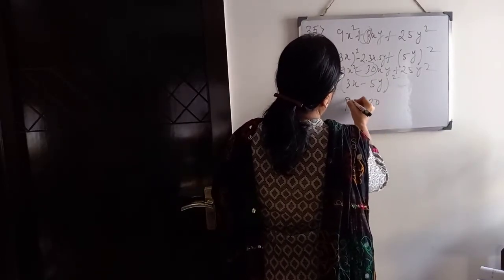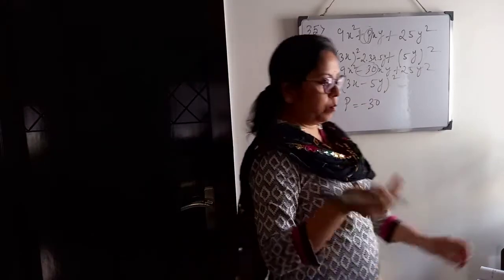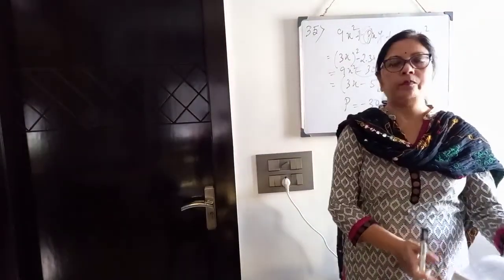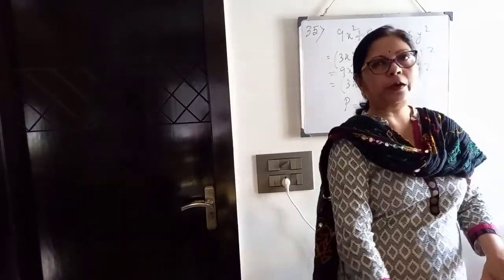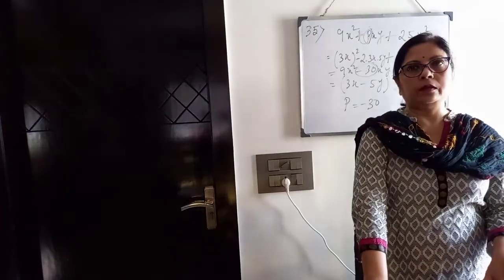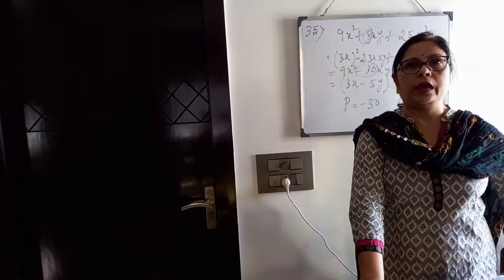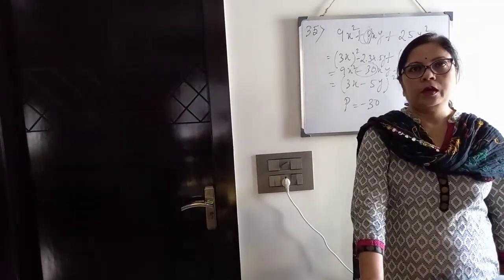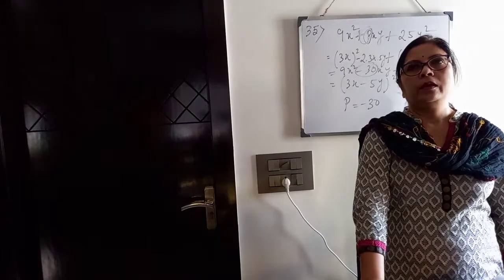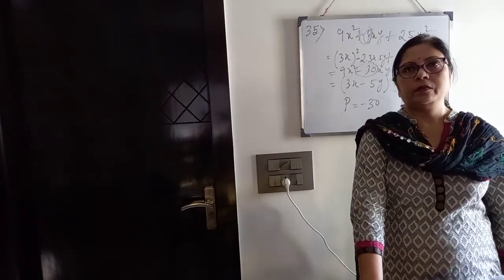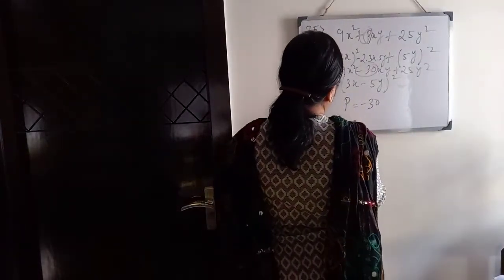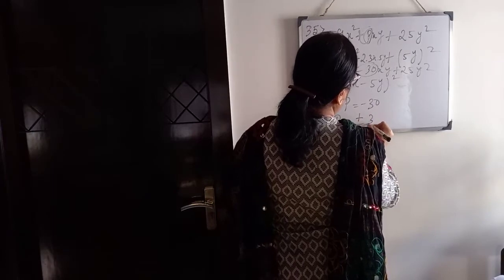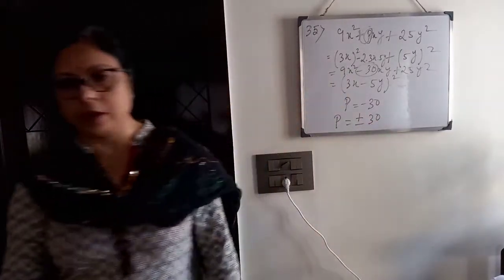Clear? So when we use the plus formula, (a plus b) whole square, then we are getting the value of p as 30, plus 30. And when we are using the (a minus b) whole square formula, then the value of p is coming minus 30. So the answer will be plus minus 30. That means p equals plus minus 30. It may be positive or it may be negative.